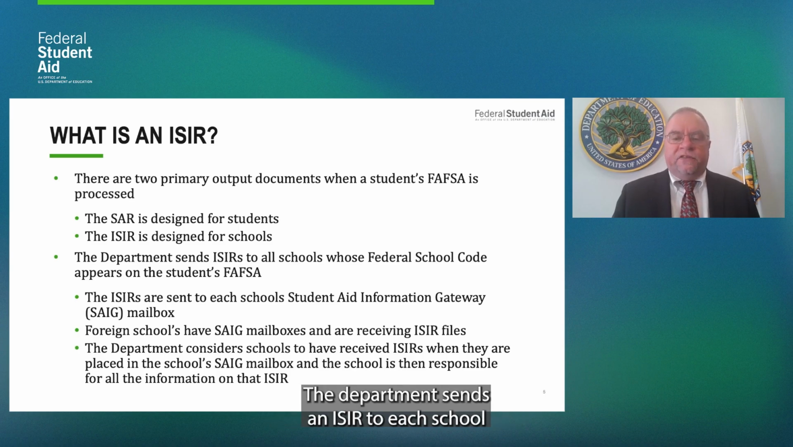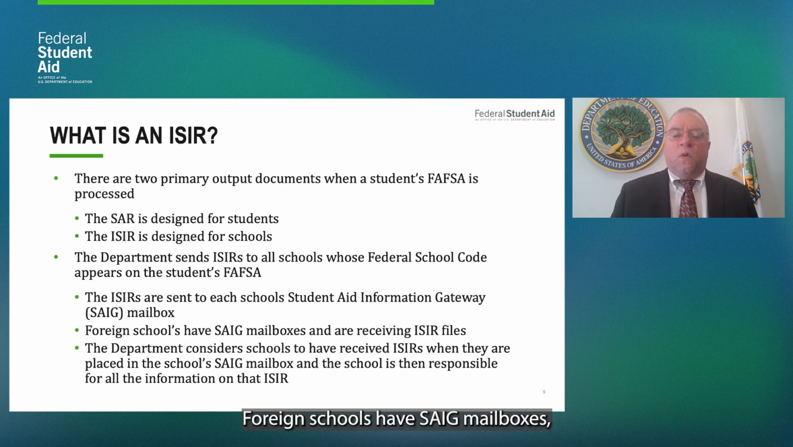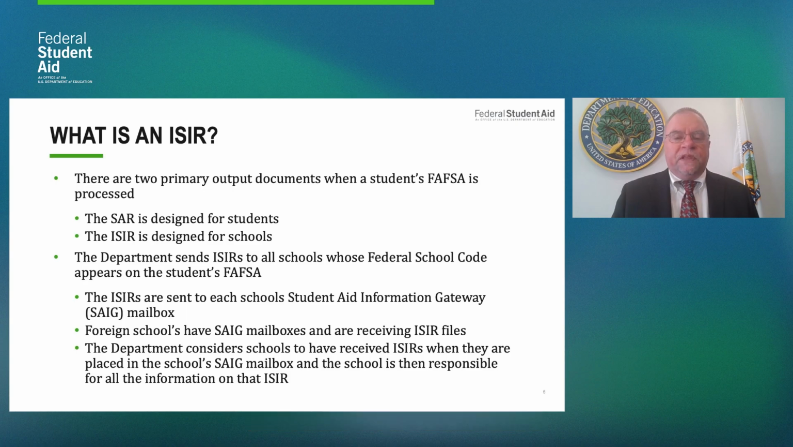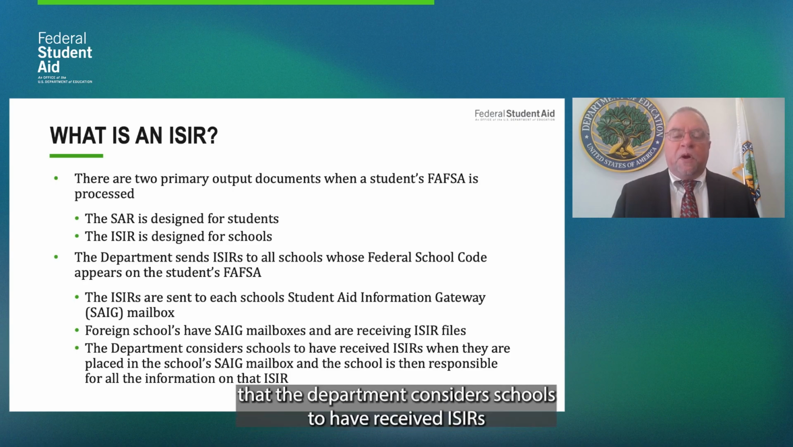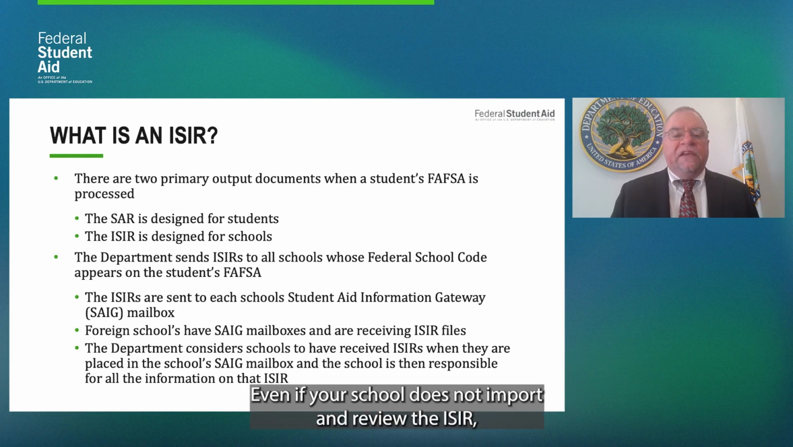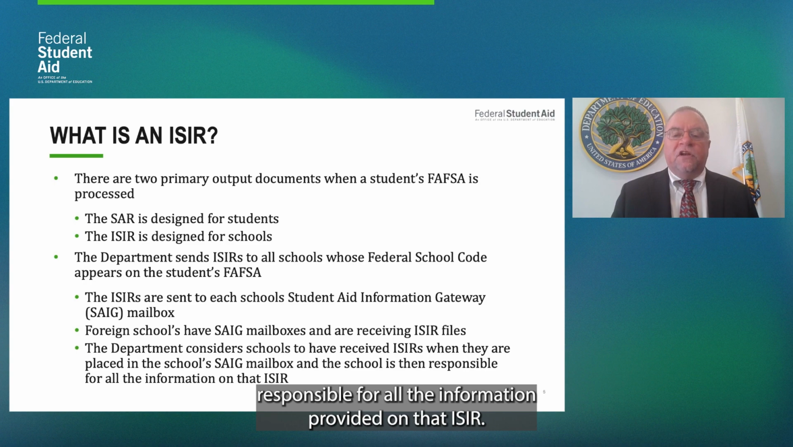The department sends an ISIR to each school whose federal school code is listed on the student's FAFSA. Foreign schools have SAIG mailboxes, so you are all already receiving ISIRs for your students. It is important for you to know that the department considers schools to have received ISIRs when they are placed in the school's SAIG mailbox. Even if your school does not import and review the ISIR, we consider your school to have received it, and your school is thus responsible for all the information provided on that ISIR.